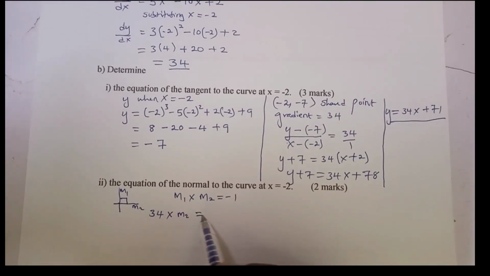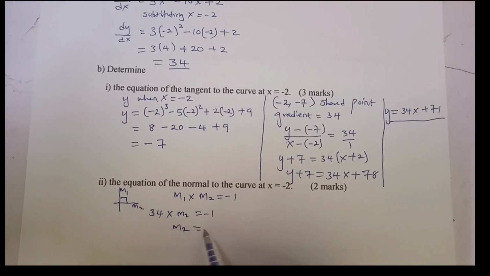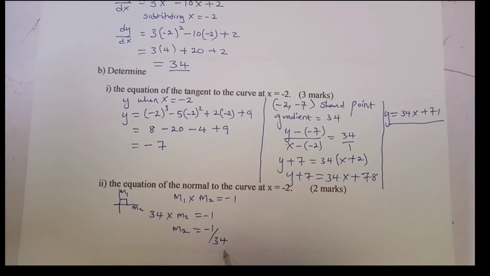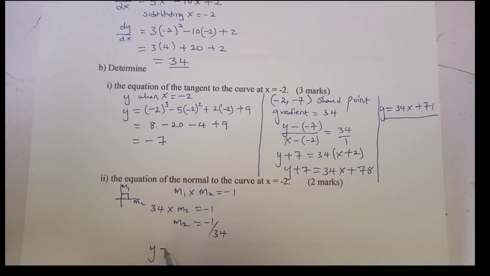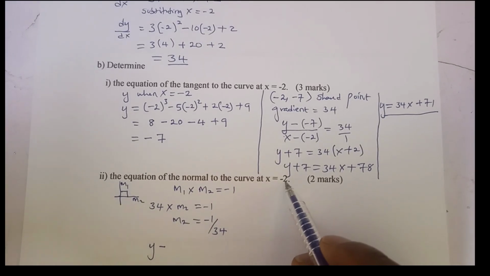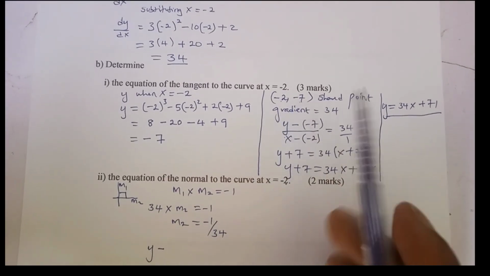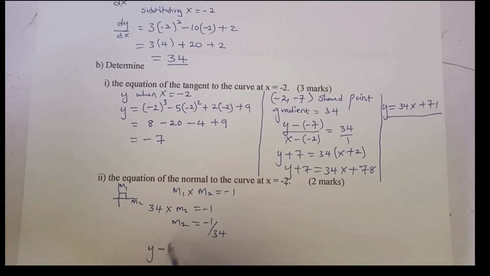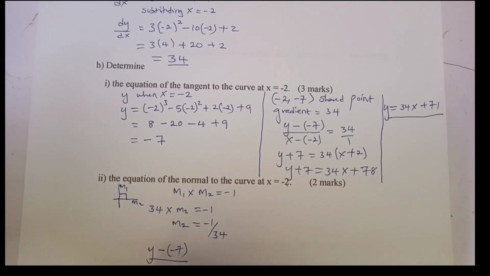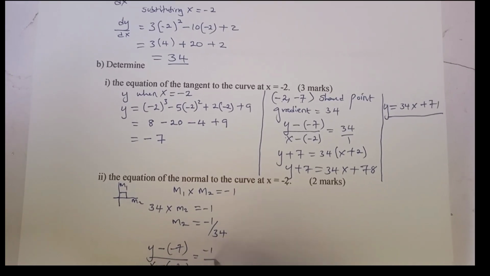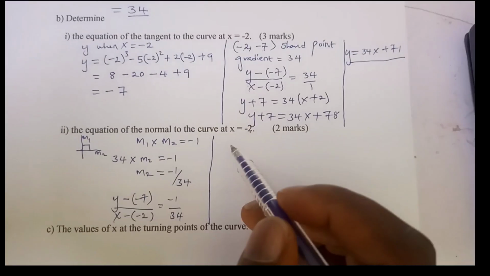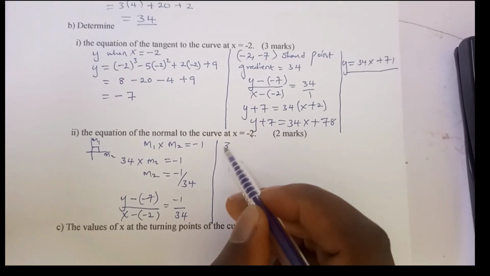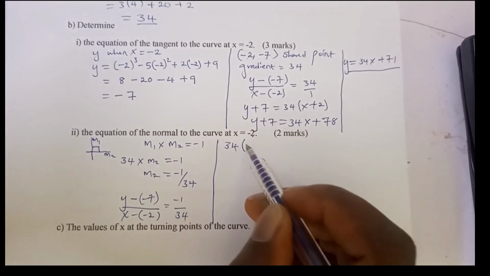So 34 times m2 should give us -1, and therefore m2 is equal to -1 over 34. So y minus the same point that we got earlier is the point where we have the gradient and the normal. So we find that y minus minus 7 divided by x minus minus 2 is equal to -1 over 34.